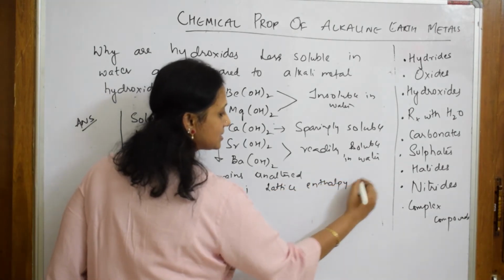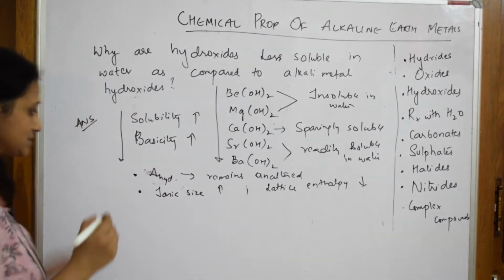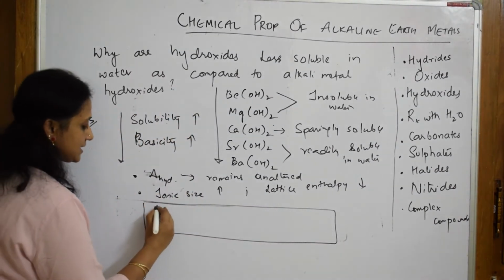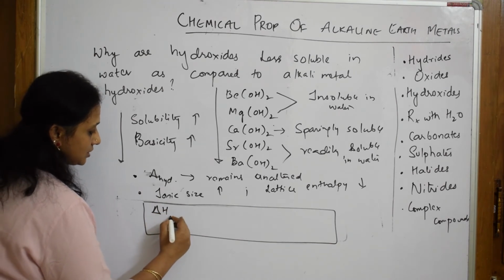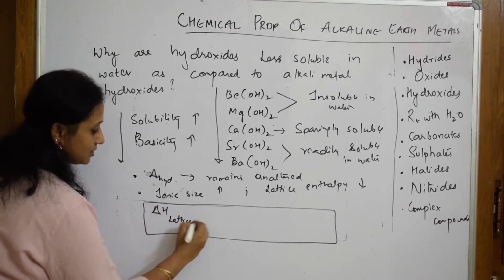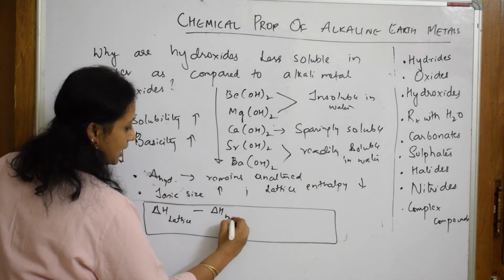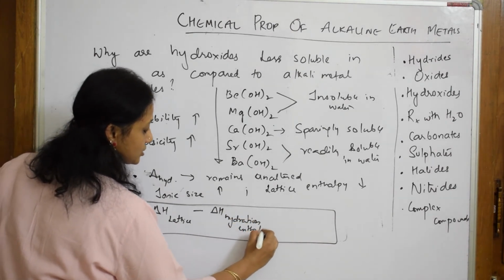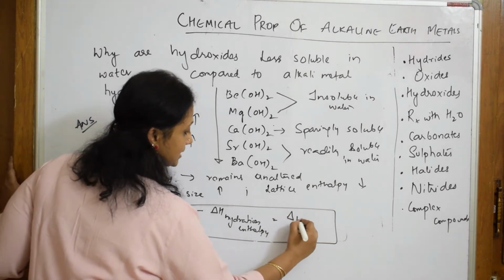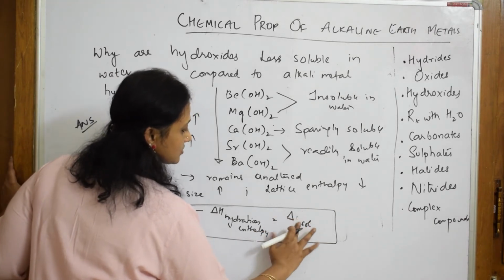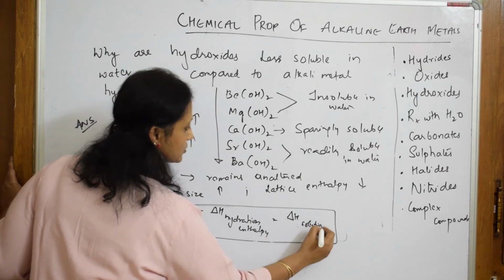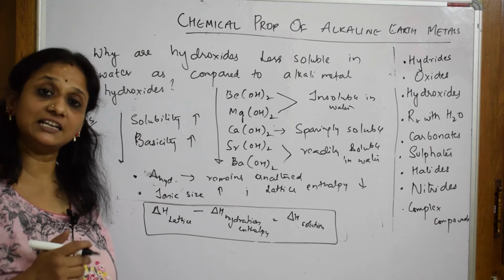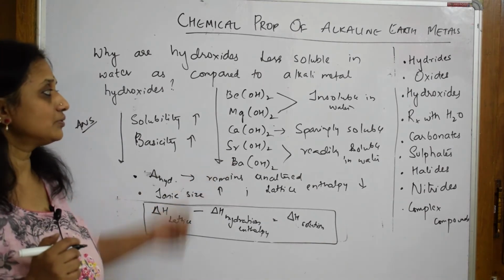Now we also have a formula, isn't it? What is that formula? Let's see. Delta H lattice enthalpy minus delta H hydration enthalpy is equal to delta H solution. Okay, this is what we have studied. So according to this concept, the alkaline earth metals have lesser solubility compared to alkali metals.